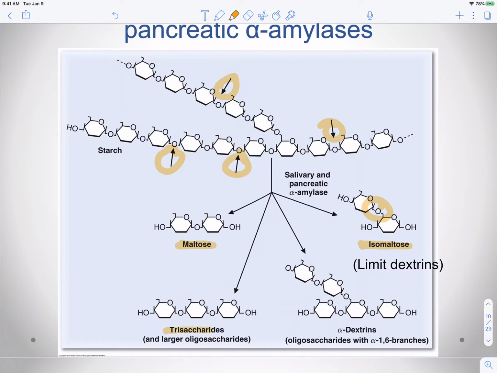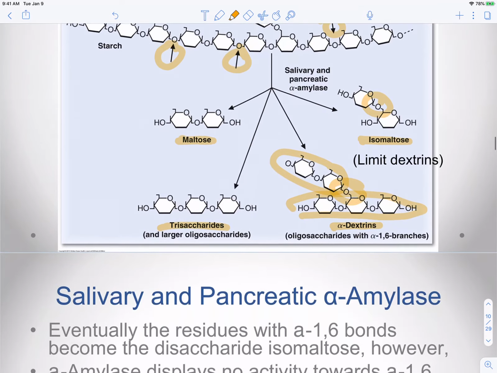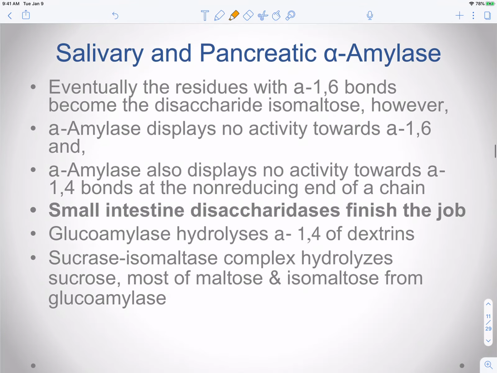You also could have a trisaccharide, which is larger than the maltose, and this again will have to continue to be digested until it gets to the disaccharides, so the brush border enzymes can work on them. And then we have our alpha dextrins. Alpha dextrins are going to be longer with the alpha 1,6 and a little bit bigger than our limit dextrins, and the example there is isomaltose. So eventually, with respect to your alpha amylase, you're going to have residues with alpha 1,6 bonds, and the alpha amylase cannot work on those.